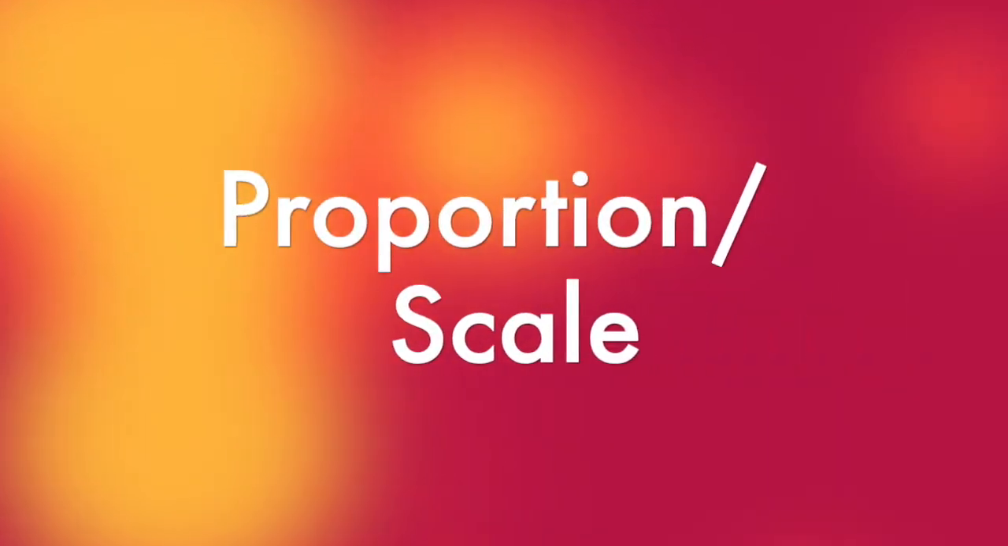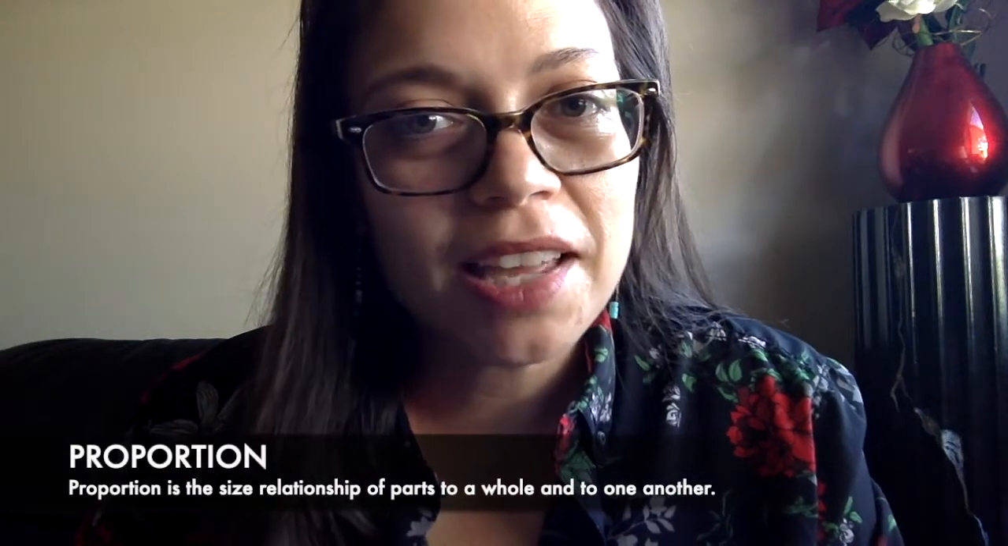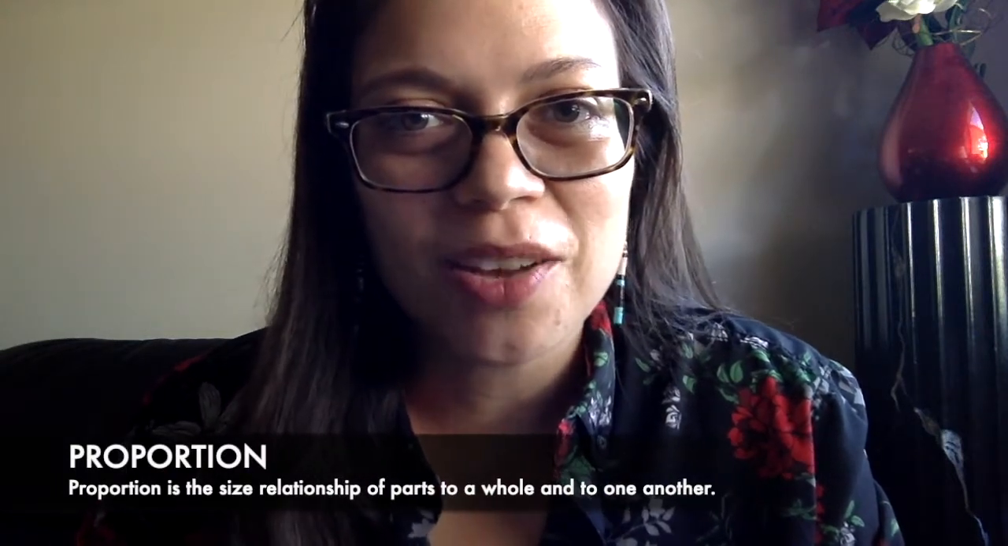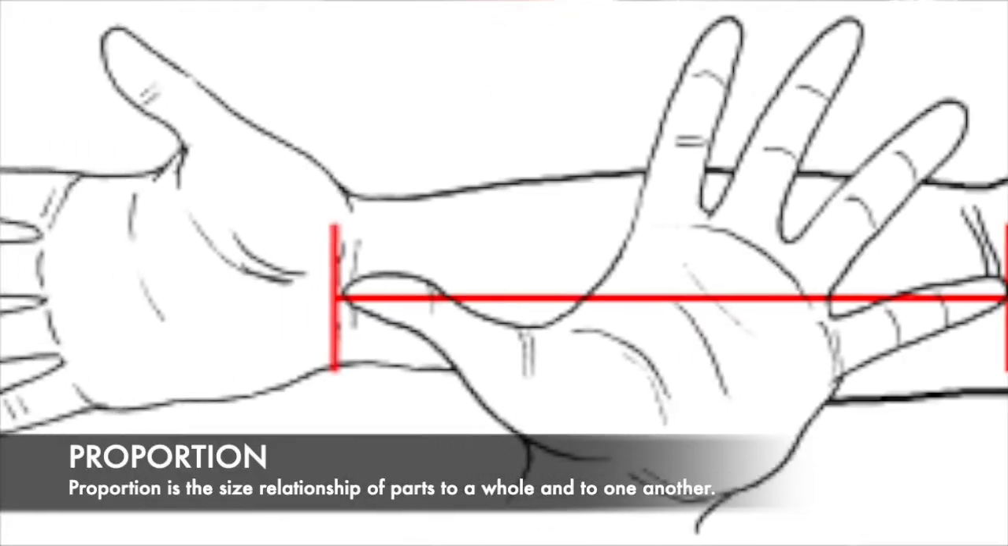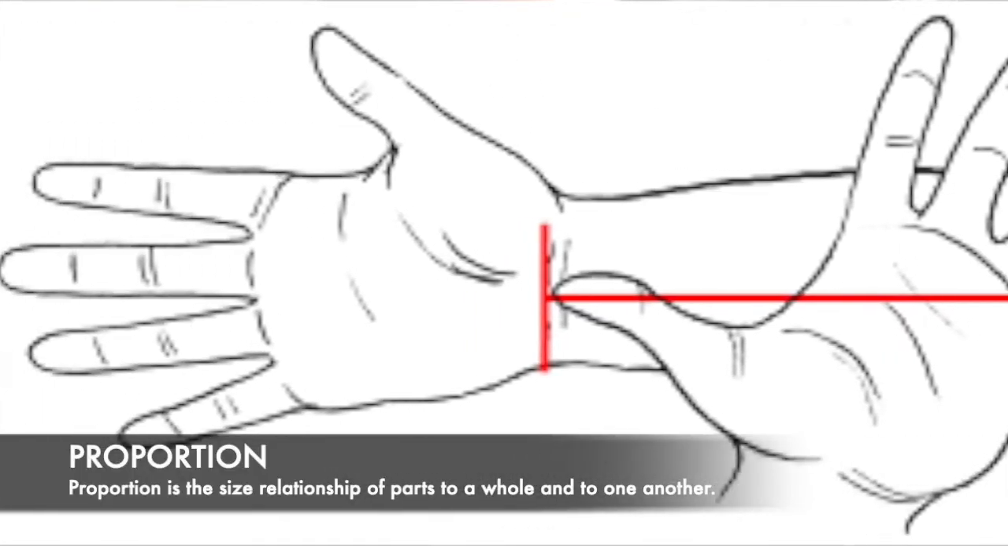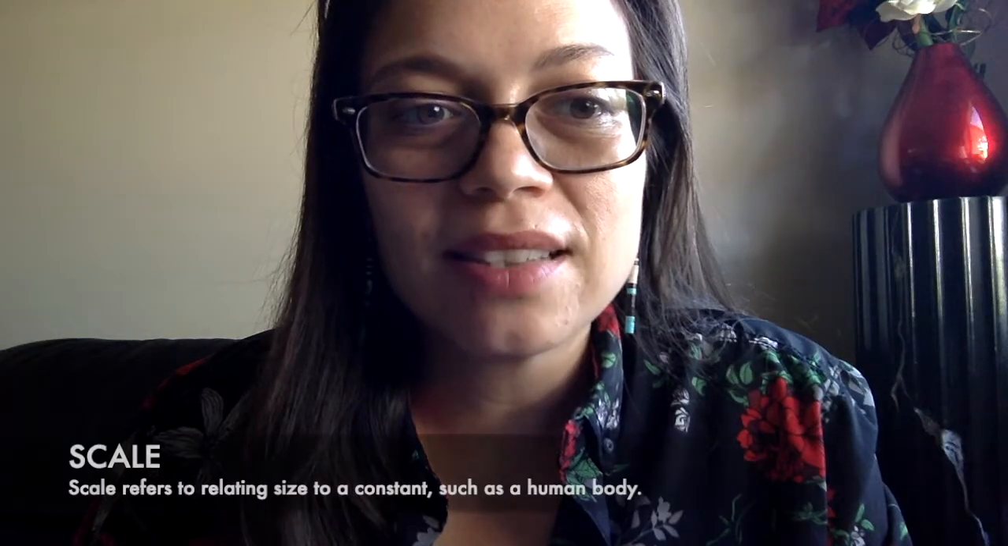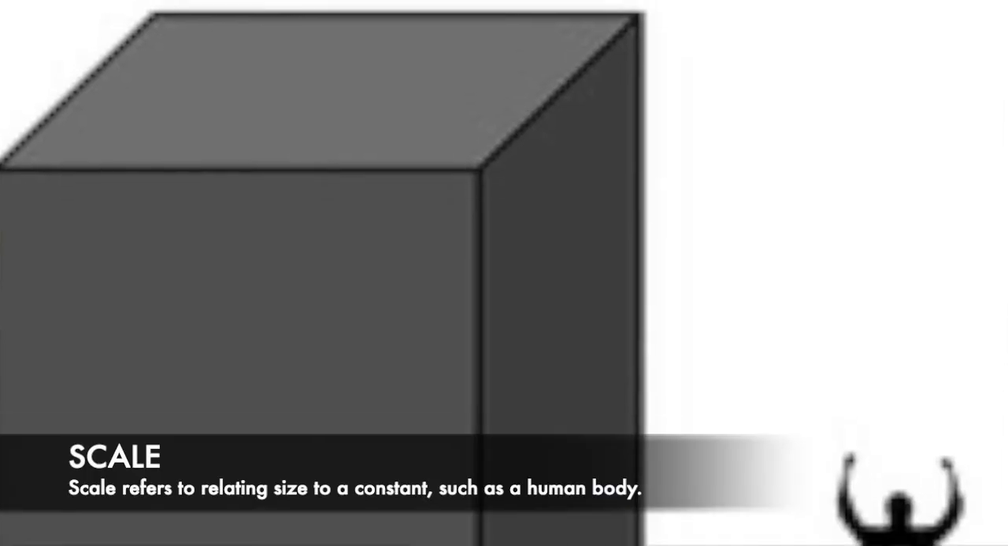Proportion, scale is another principle of art. We used proportion and scale to create our art chart last week. Proportion is the size relationship of parts to a whole and to one another. Scale refers to relating size to a constant, such as a human body.